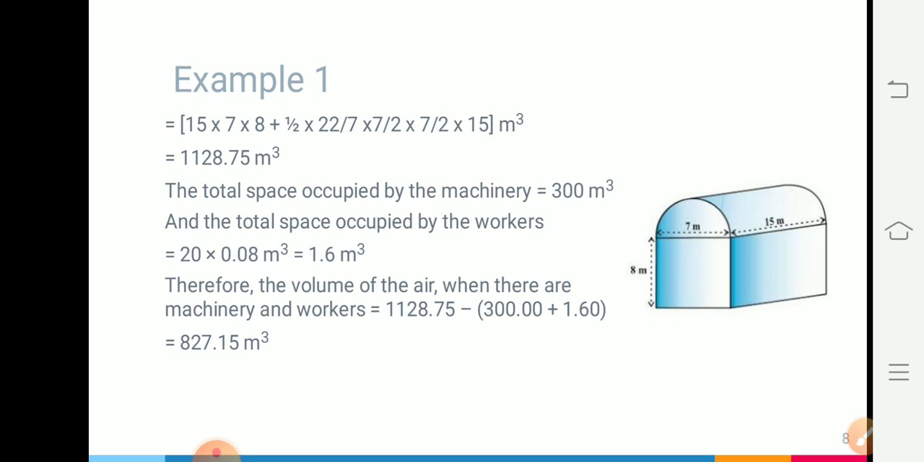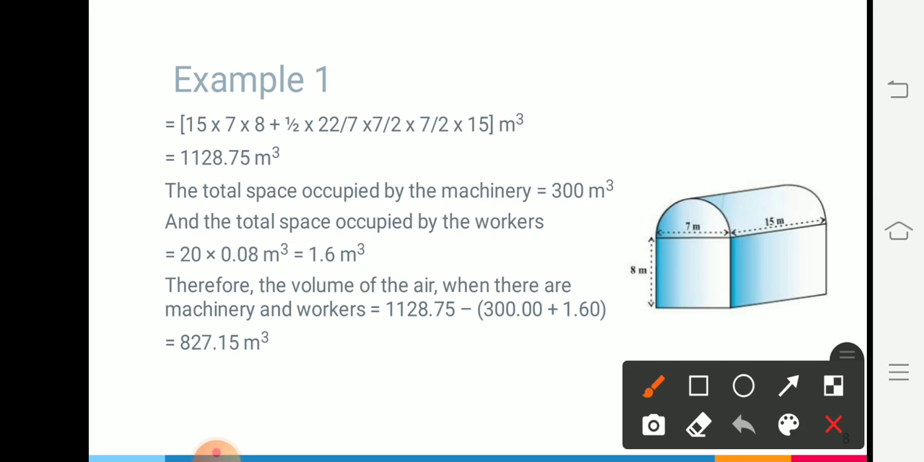So the volume of the air, if machines and workers are there, you have to subtract the volume of the machines and the volume of the workers which are inside the shed. So once you subtract, you get the volume of air when there are machinery and workers.